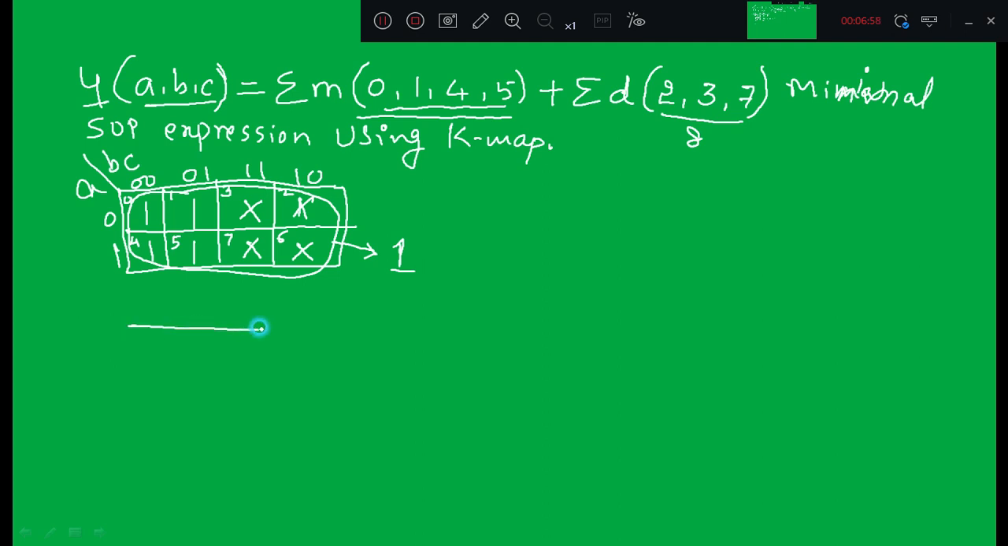But what is our aim in the K-map? We need to cover all ones with the minimum number of groupings. So now let us take the original example.